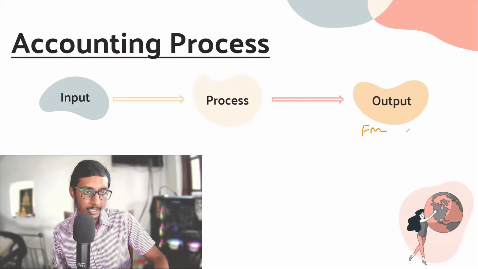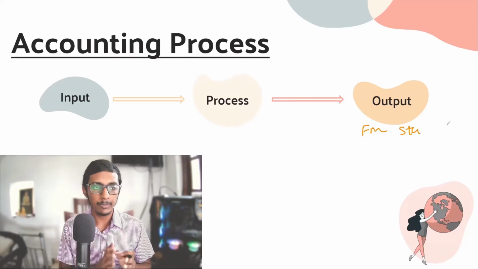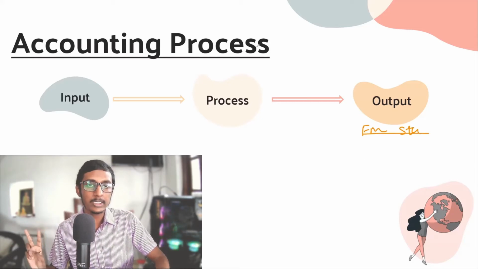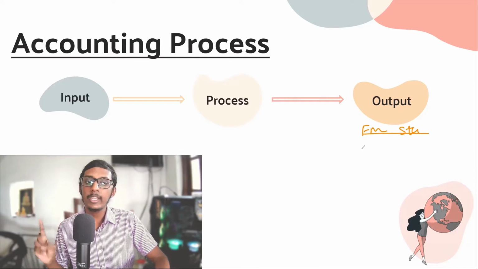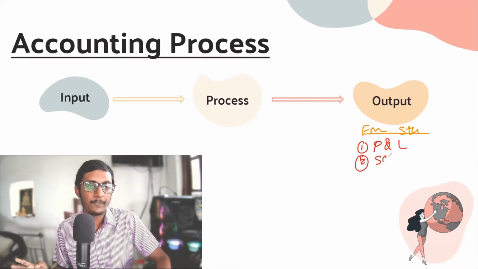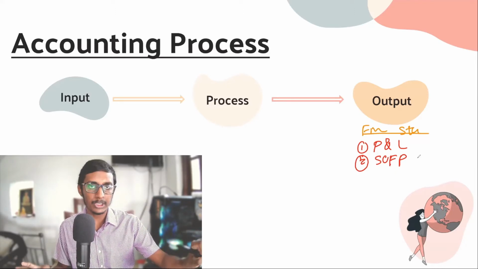Financial statements, right? So always guys, in the accounting process, our output should be the financial statements. But in this lesson, we only discussed two main financial statements, right? Number one is P&L, profit or loss statement. Number two is SOFP. SOFP stands for Statement of Financial Position.